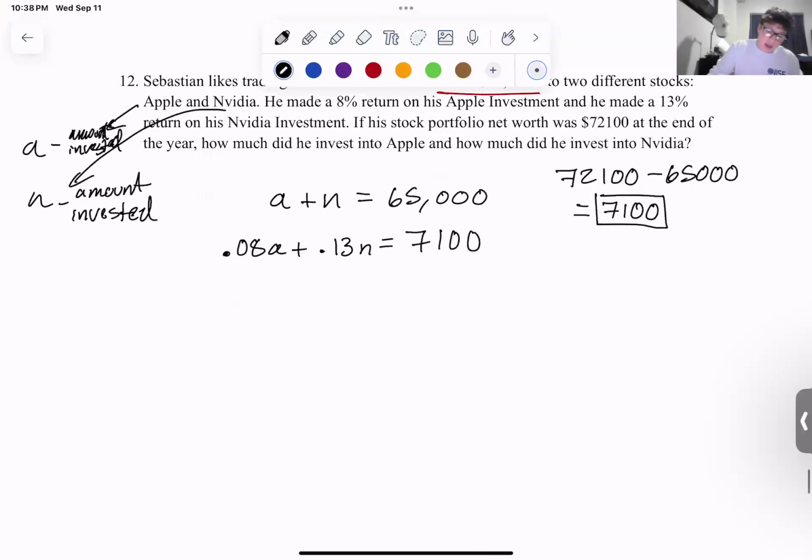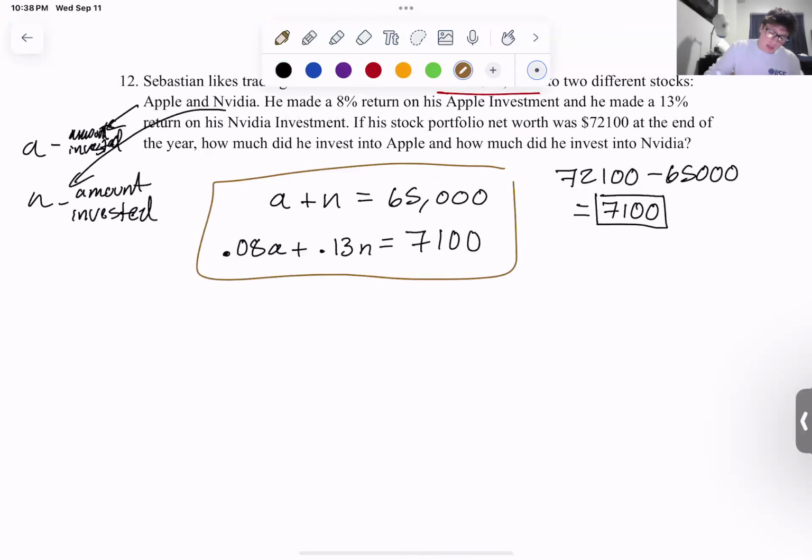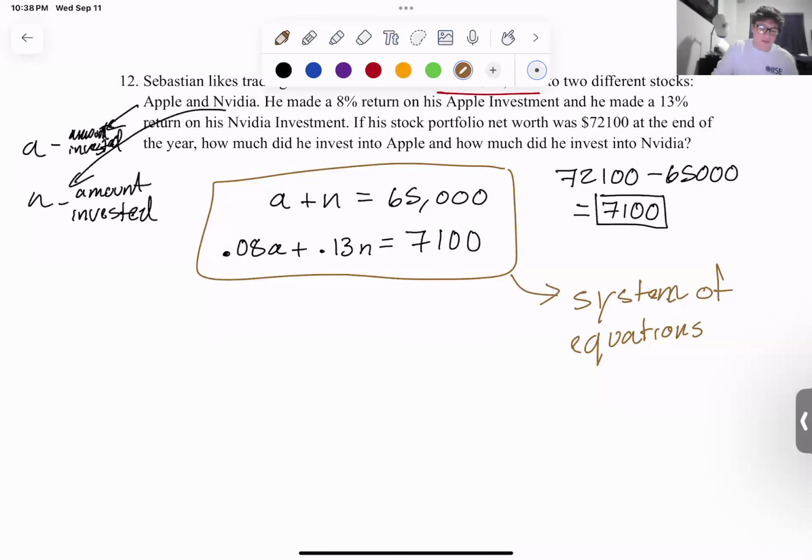But now I have this right here. And this is, ladies and gentlemen, a system of equations. Once again, that's going to be all over your test. Literally every single question. No, not every single question. Don't quote me on that. But a lot of them are going to be system of equations. So how do you solve this? You can do substitution method. You can do addition method. You know what you can also do? You can use your calculator.